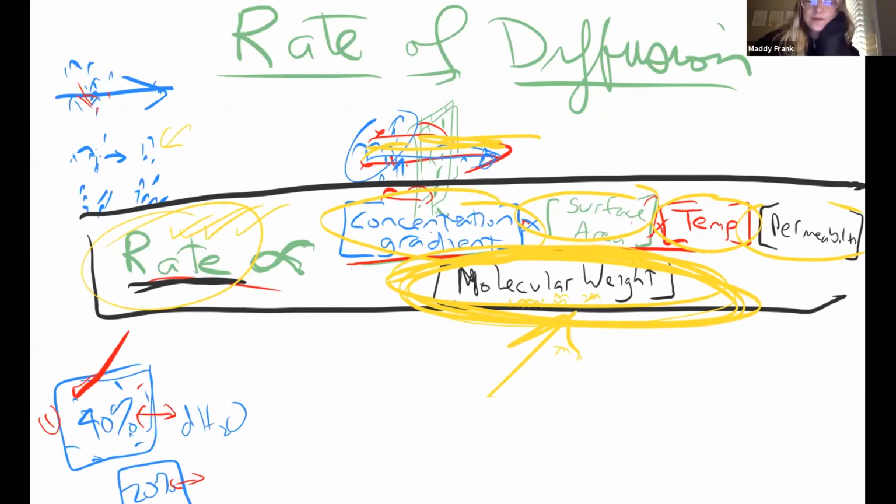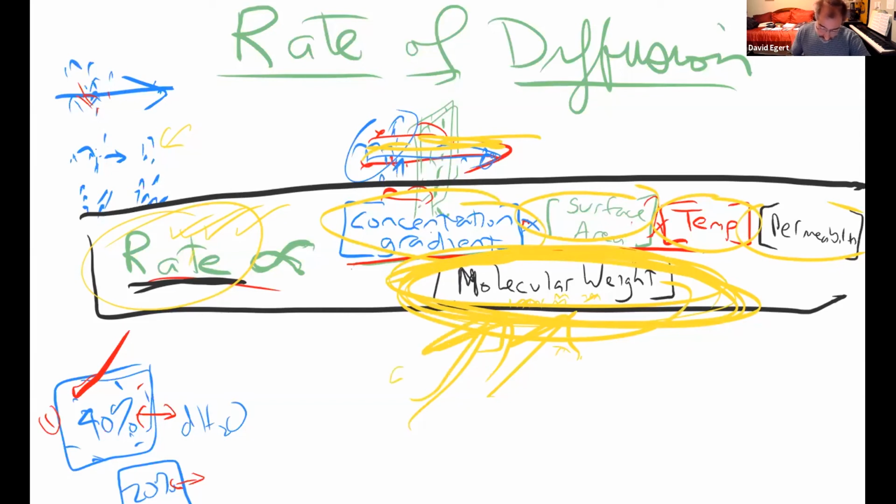Wait, so the lower the weight, the higher the diffusion rate? Exactly. Right. It's inverse, one to each other. They're inverse, exactly. And that's why it's on the bottom here. When this goes up, this goes down. When this goes down, this goes up.